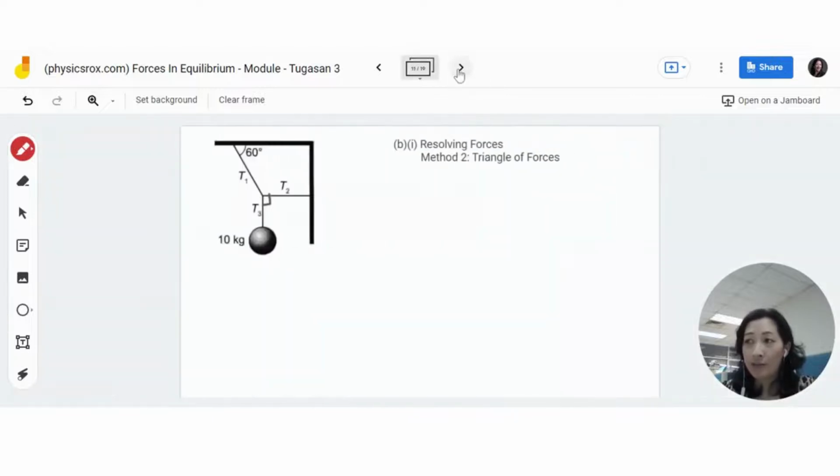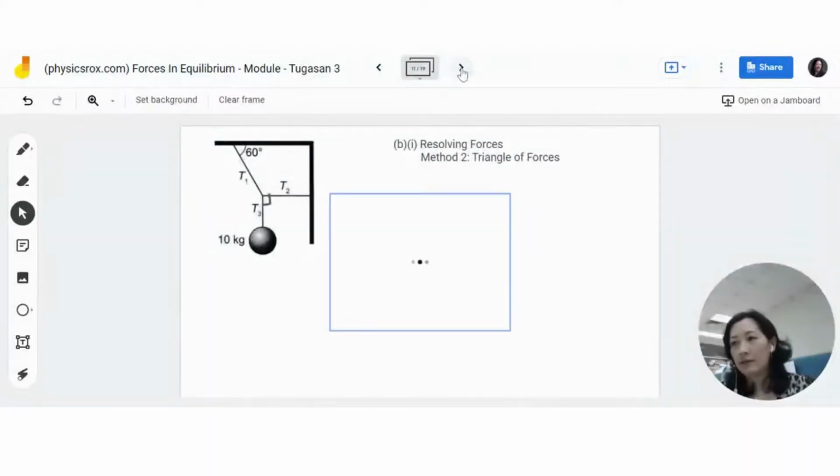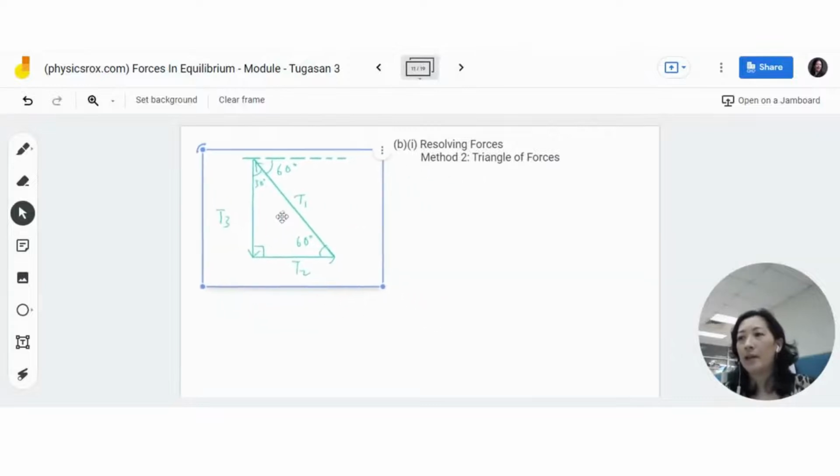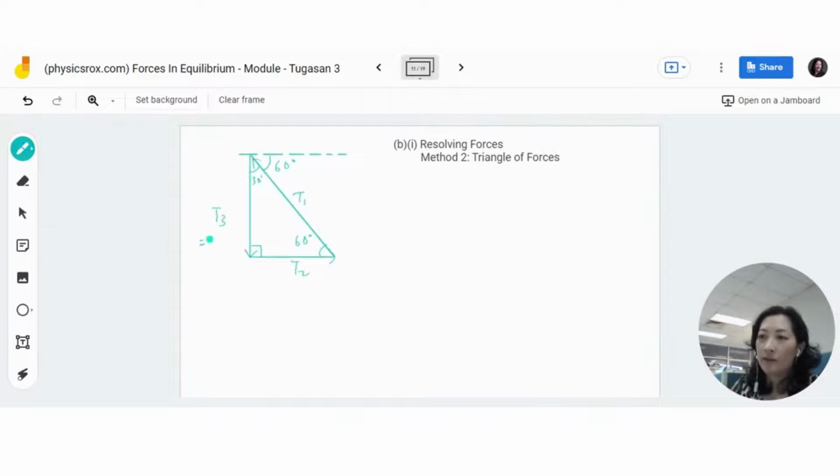If you prefer to use a triangle of forces method, let's get the triangle then, because it's easier, right? So I'm just going to put the diagram in there for easier reference. We can just get rid of this. We already know that T3 is 100 Newton, so I'm just going to add that in here. So to solve this, we can just use a triangle straight away, and I'm going to use 60 degrees as our base. So taking T1, I'm just going to change color. T1 is the hypotenuse. So let's label that 60 degrees, right? This is adjacent, this is opposite.